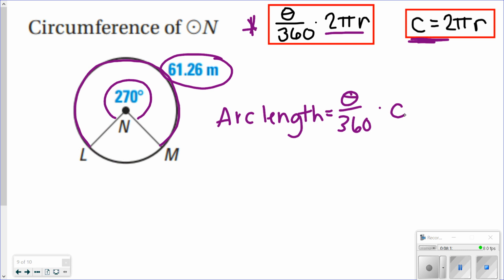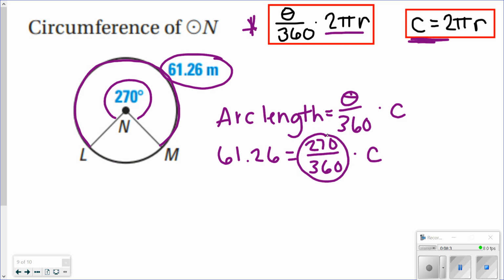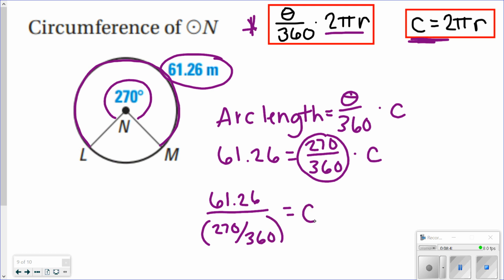We'll plug in what we know. Arc length is 61.26. And this is equal to my theta, which is 270 over 360, times that by C. We're just going to take this number and divide it on each side. So if I take 61.26, divide this by, and in parentheses, I'm going to have 270 divided by 360. That will give me my C value, which if you plug this in your calculator, it is approximately 81.68.